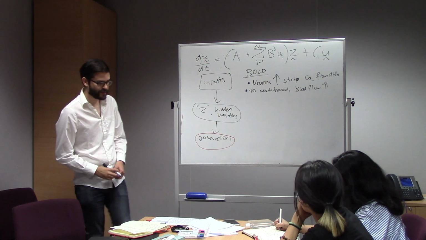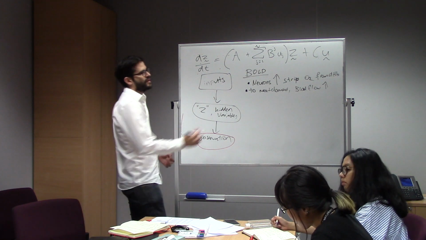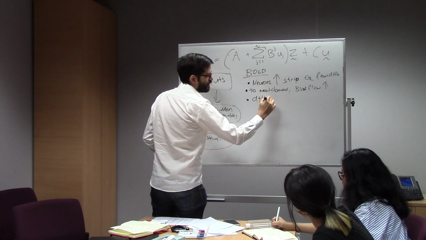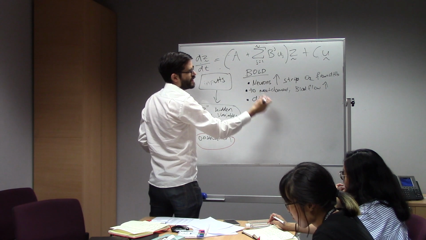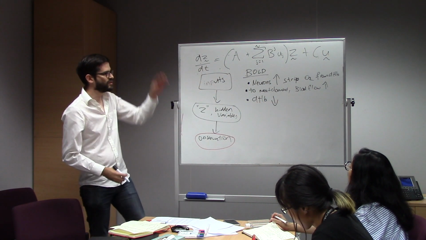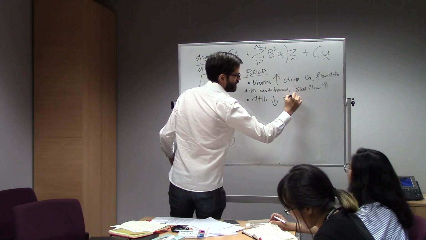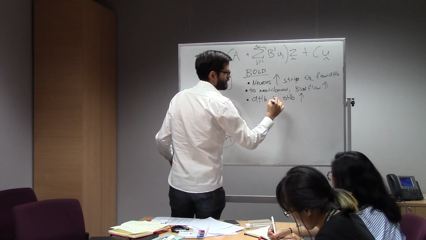We also know the following. DHB, deoxygenated hemoglobin in the blood, causes the BOLD contrast to go down. It makes the BOLD response go down. We know that OHB, oxygenated hemoglobin, actually increases the signal contrast and makes BOLD go up.